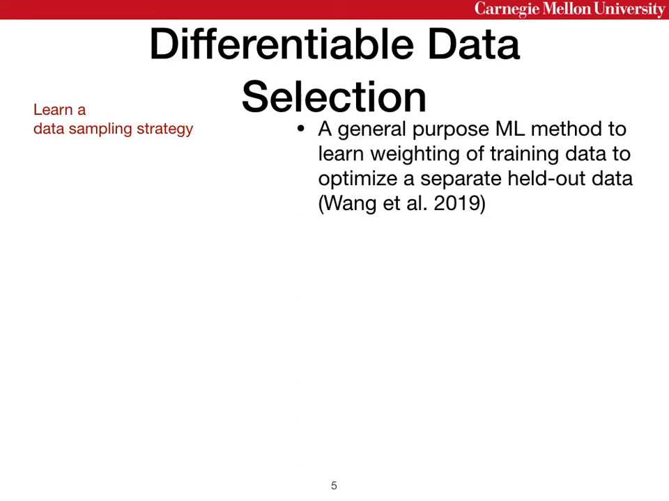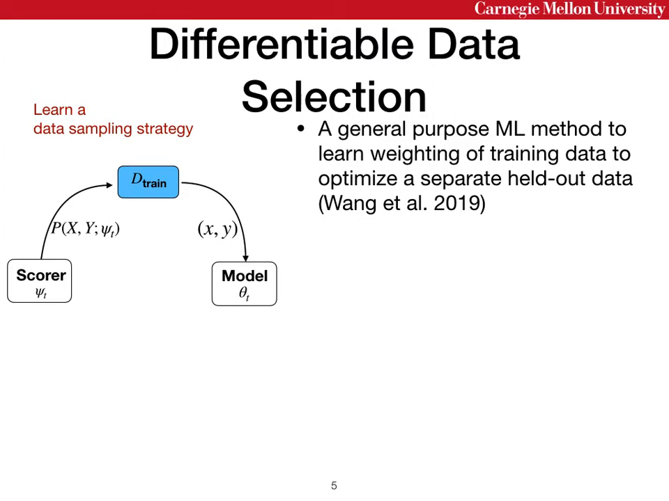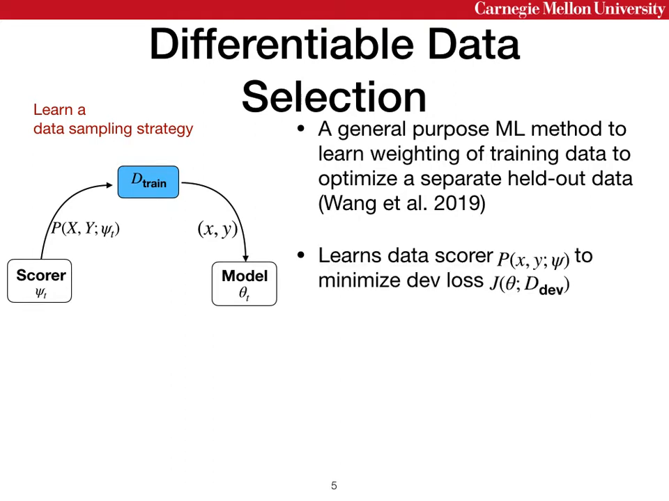In order to do that, we resort to differentiable data selection, or DDS, a recently proposed machine learning method to learn the weighting of training data so that the model's performance on separate held-out data is optimized. The formulation of DDS is as follows. Given the training data and the model we want to optimize, DDS learns a separate data scoring function parameterized by phi, so that when using training data based on this scoring function, the model's performance on the dev dataset is optimized.